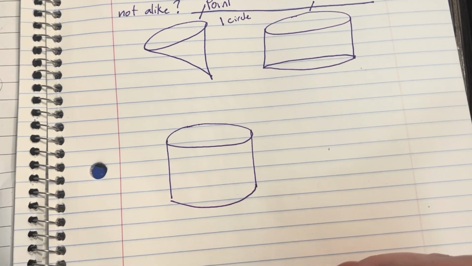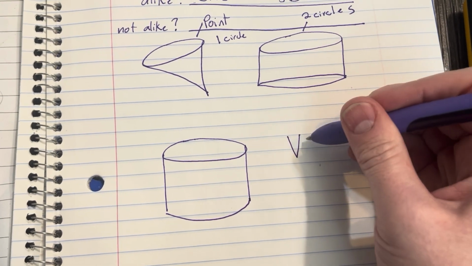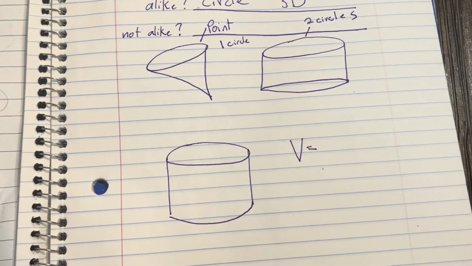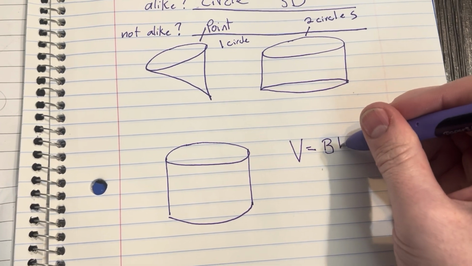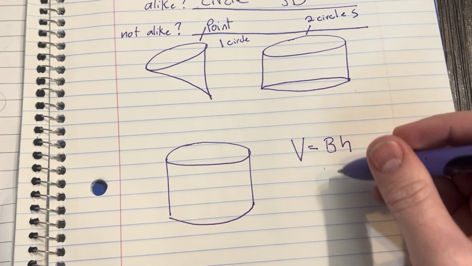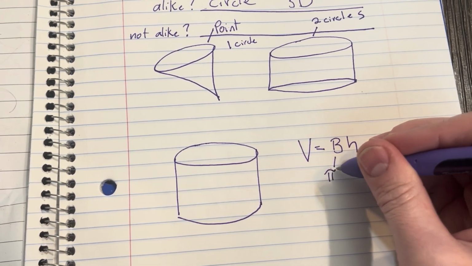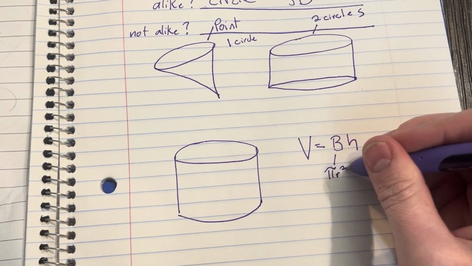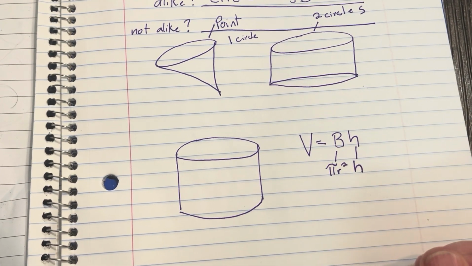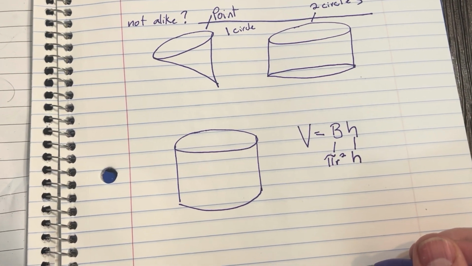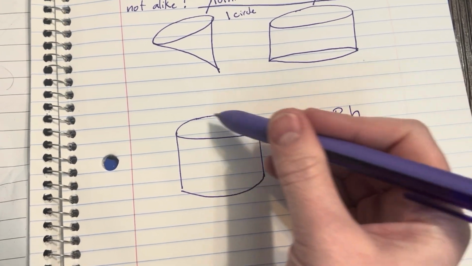All right, now a cylinder, as we remember from yesterday, we found the volume by finding the area of the base times the height, which meant that the base is pi times radius squared, times the height gives us volume.